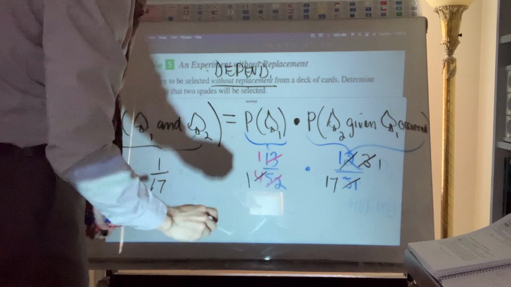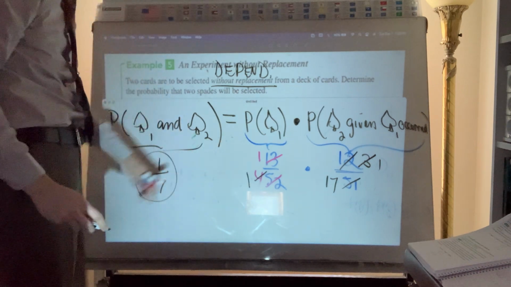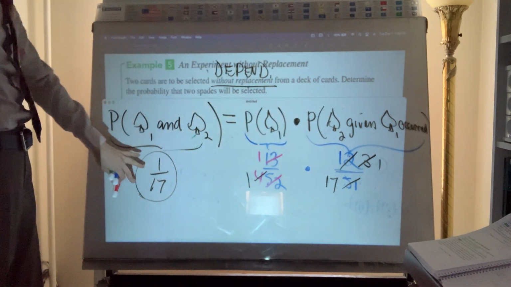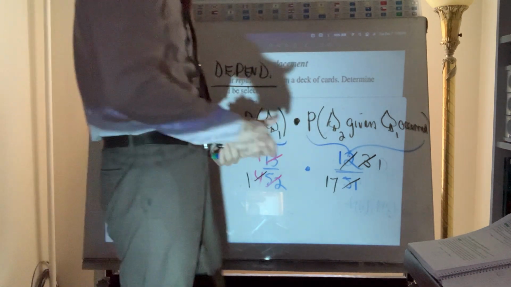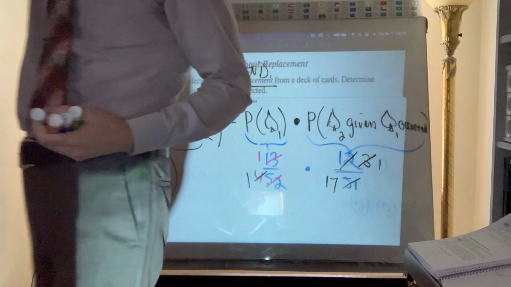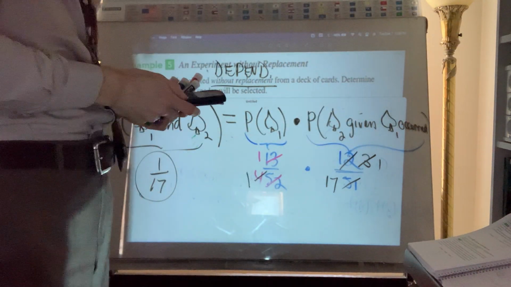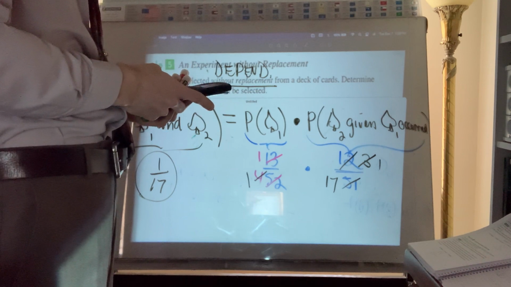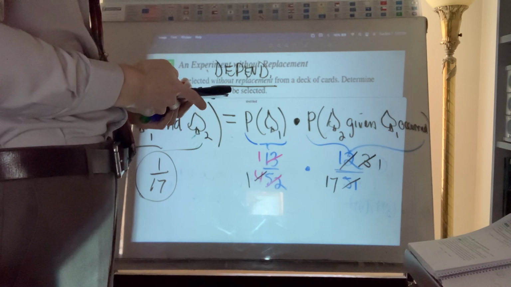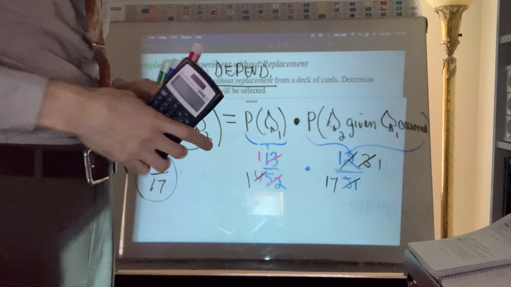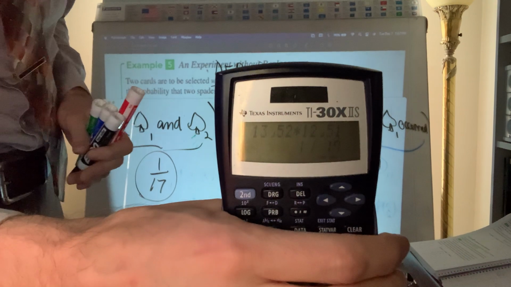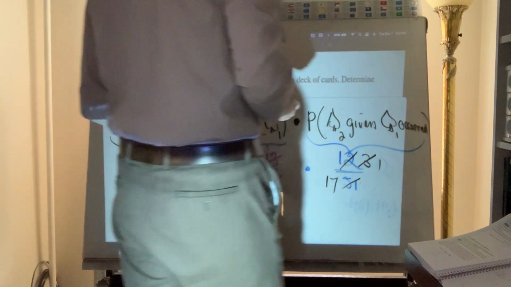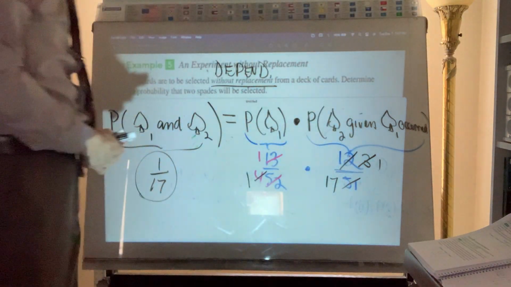Ultimately, you could just input 13 times 12 and 52 times 51. Use the ABC button and it should reduce to that. I'm curious. Okay, as you can see, 13 out of 52 times 12 out of 51 is 1/17 reduced. Alright, so pretty cool.